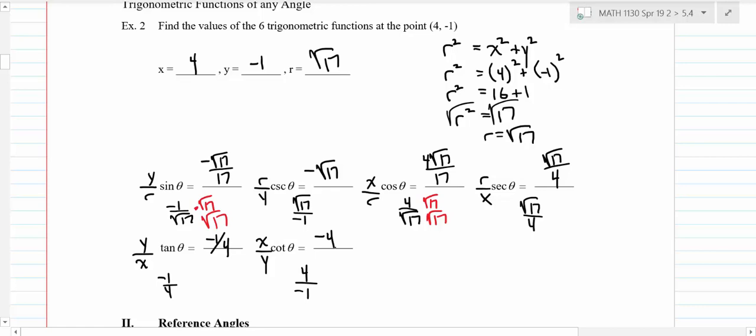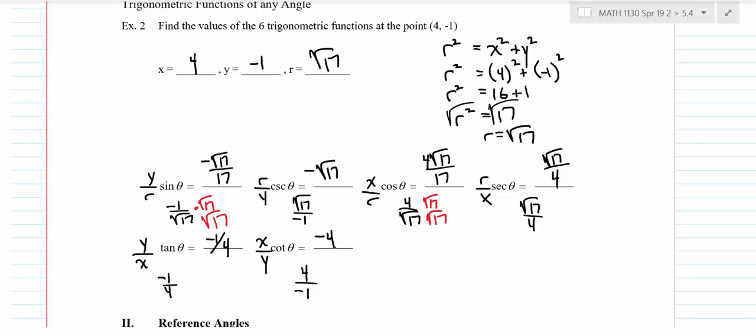Okay, that's it. Nothing to it. As long as you know the x, y, r definitions of your trig functions and can rationalize, you shouldn't have any trouble doing that. Okay. Questions on that? Is that good? Okay. All right.